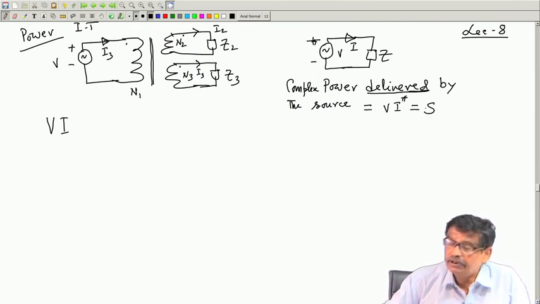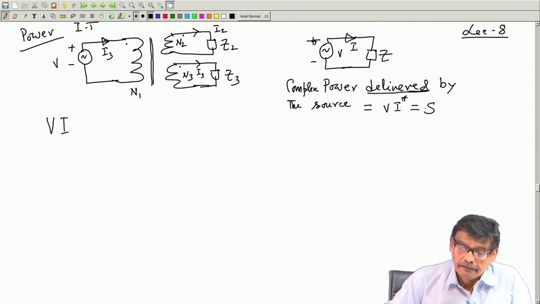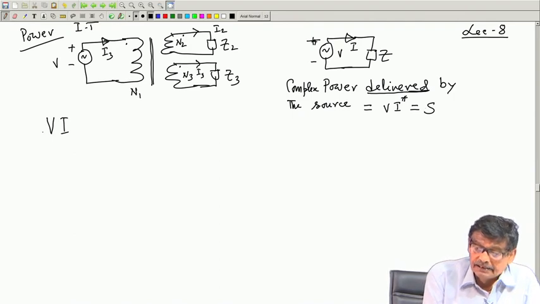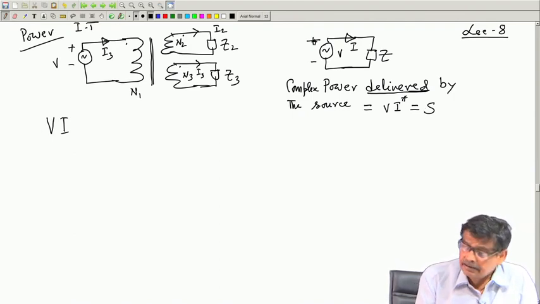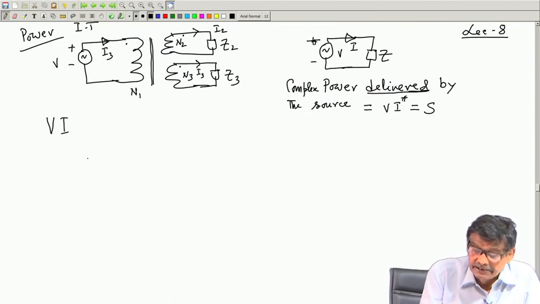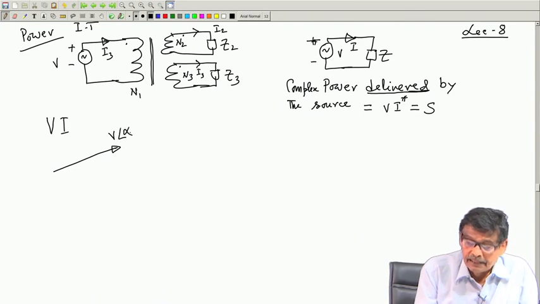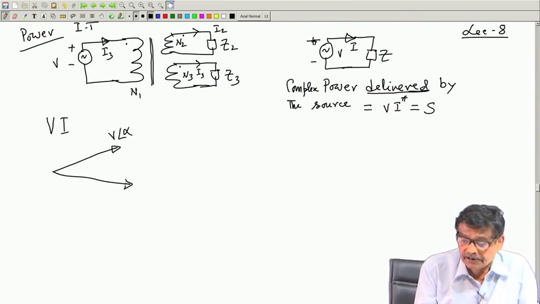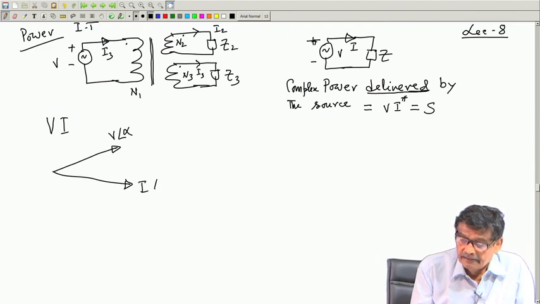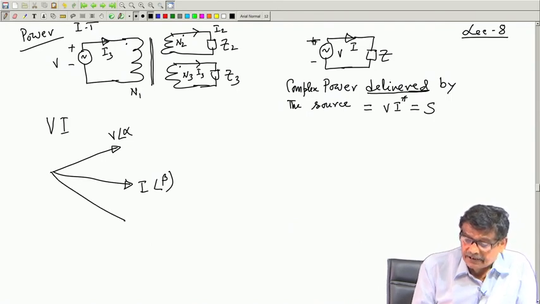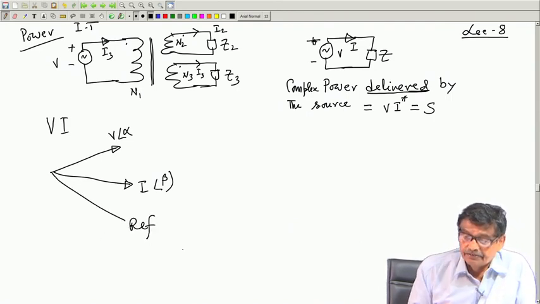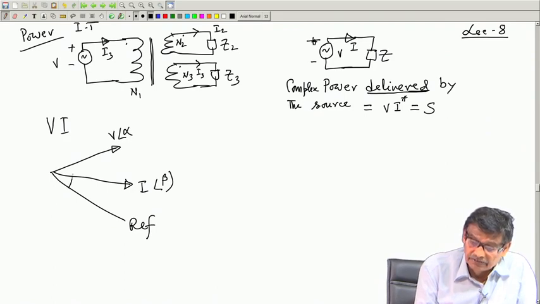Real part of it will give you real power, imaginary part of it will give you reactive power. But don't just multiply V I and take the real part. It is simply because in general voltage phasor could be V angle alpha and current phasor could be I angle beta, and there is the reference phasor. So, this angle is alpha, suppose this angle is beta.